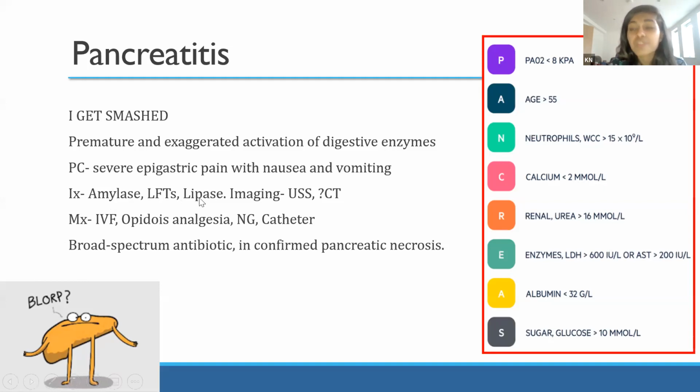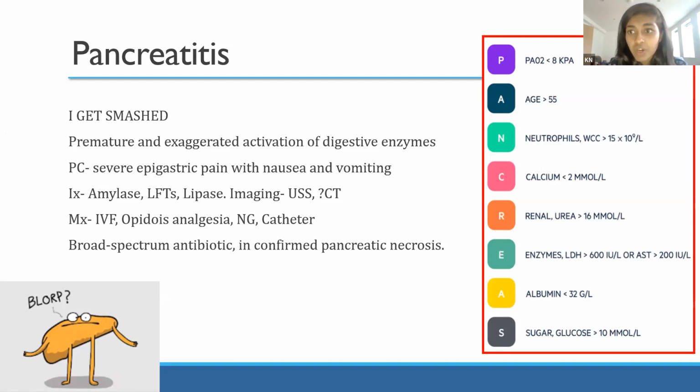Lipase is actually more specific than amylase. The reason it's not done more often is that it's quite a lot more expensive. Amylase can technically go up in quite a lot of other pathology, but lipase is a lot more expensive, so we do amylase instead. Imaging you would absolutely consider. If you go up to our I GET SMASHED mnemonic, that everyone knows off by heart clearly, gallstones, you want to know what the cause of the pancreatitis is. Particularly if it's gallstones, you want to be planning for a cholecystectomy down the line.